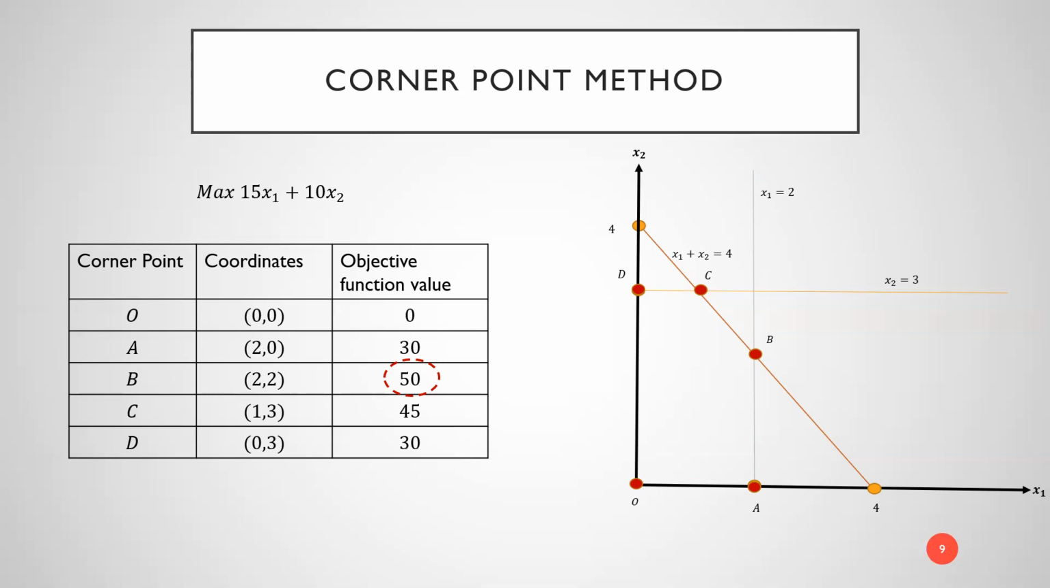Again, let's focus on the table one more time. I have the corner points 0, A, B, C, D as the vertices of the feasible region. And I have the related coordinates of them, 0, 0, 2, 0, and so forth. And I have the objective function value of each corner point, which is obtained by replacing them in the objective function. So 2, 0 equals 30. 2, 2 equals 50. And this is the maximum of the whole objective function regarding the corner points. So this is my optimal value.